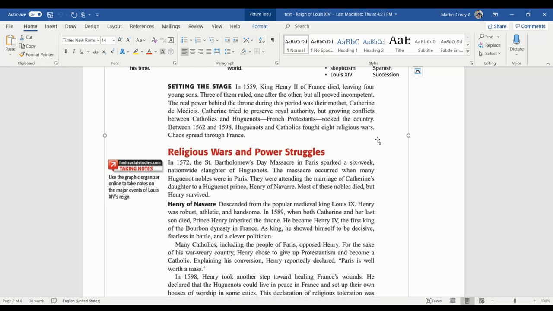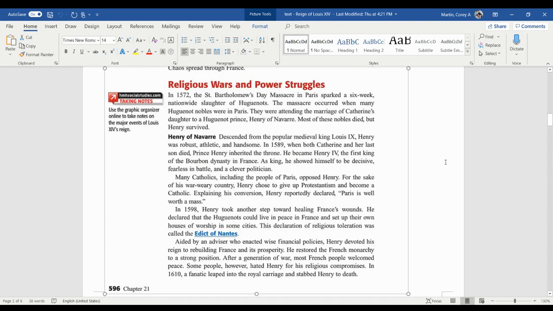Catherine tried to preserve the royal authority, but growing conflicts between Catholics and Huguenots, French Protestants, rocked the country. Between 1562 and 1598, Huguenots and Catholics fought 8 religious wars. Chaos spread throughout France. Religious wars and power struggles. In 1572, the St. Bartholomew's Day massacre in Paris sparked a 6-week nationwide slaughter of the Huguenots.